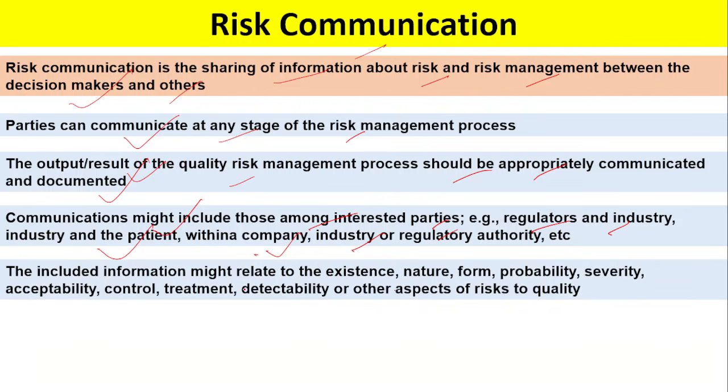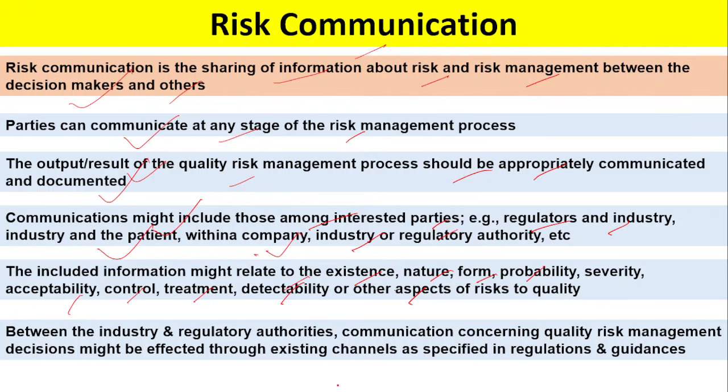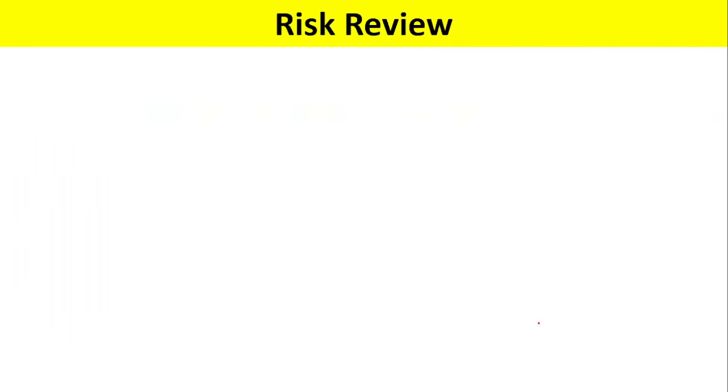The included information might relate to the existence, nature, form, probability, severity, acceptability, control, treatment, detectability, or other aspects of risk to the quality. Between the industry and the regulatory authorities, communication concerning the quality risk management decisions might be effected through the existing channels as specified in regulations and guidelines.